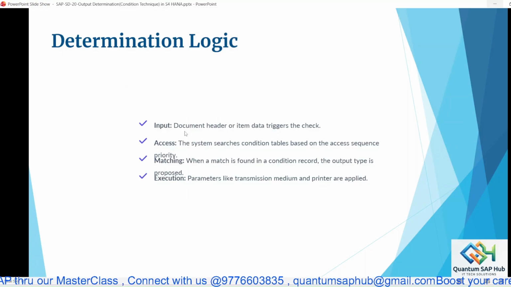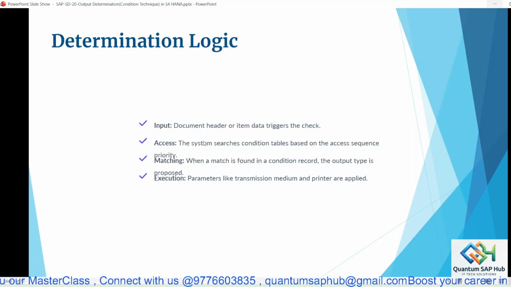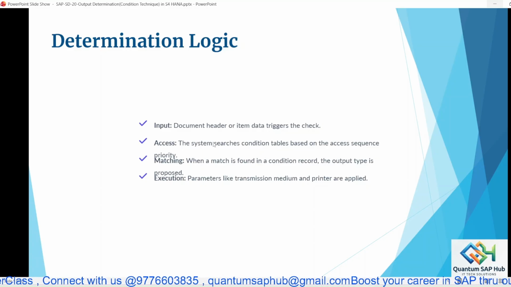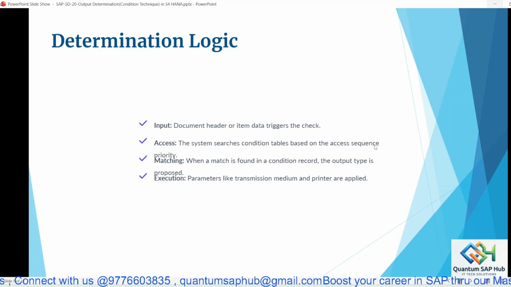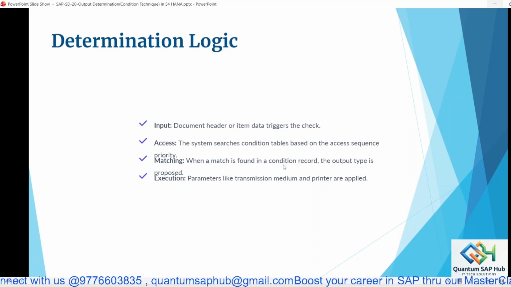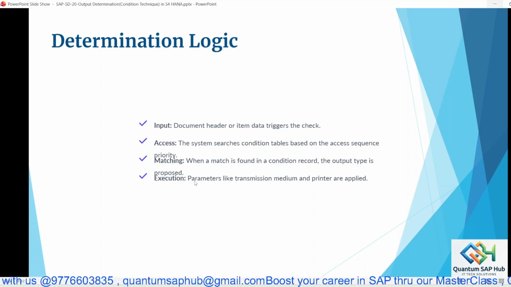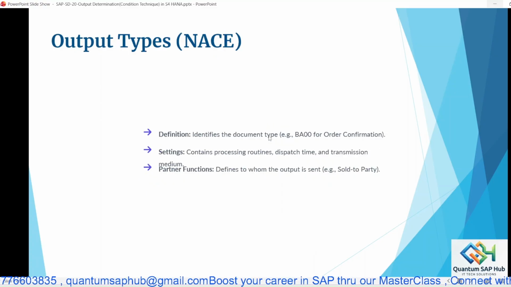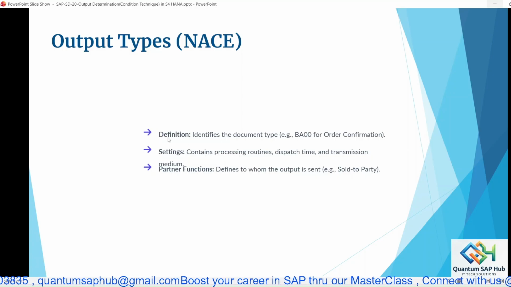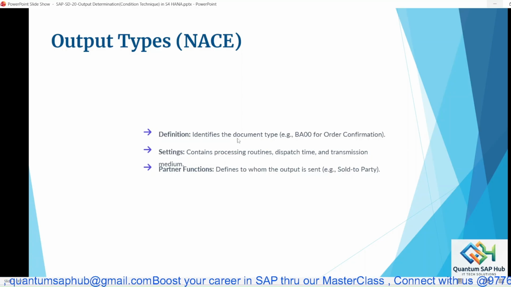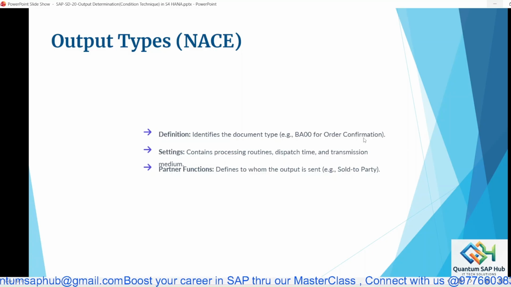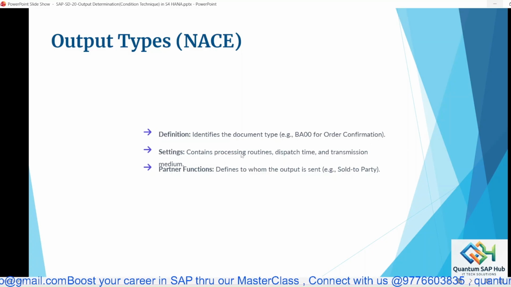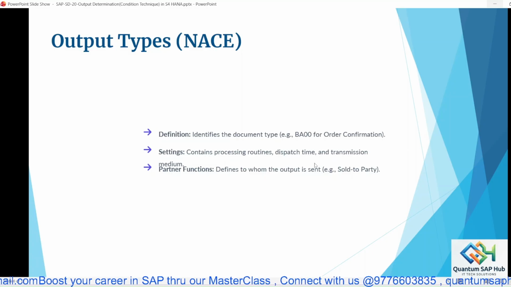Now comes the input. What is the input for determination? Document header and item data trigger the check, and the system searches the condition tables based upon the access sequence priority. When a match is found, the condition output is proposed. Execution parameters like transmission medium and printer are defined. The output type identifies the document type, BA00 for example, for order confirmation, and contains the processing routines and dispatch time. How is it configured?